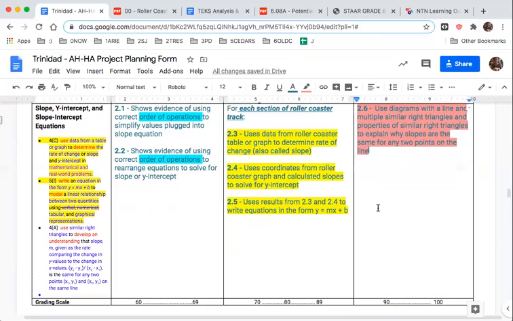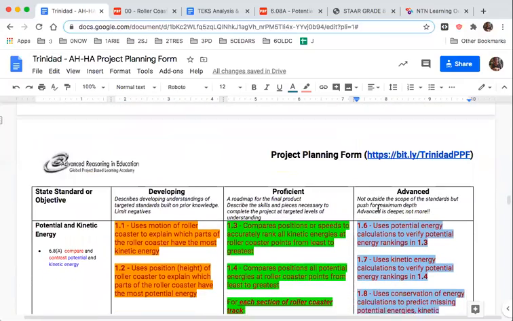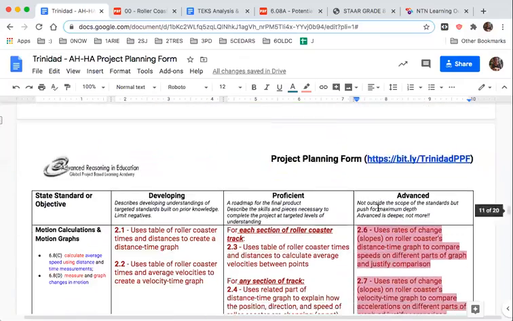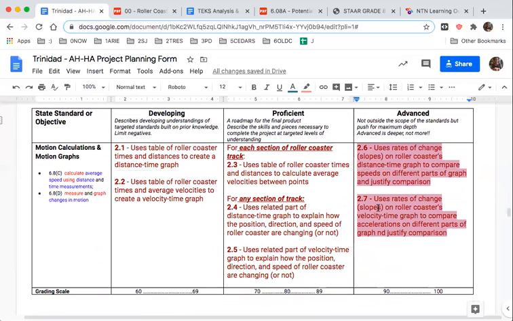Another example of making effective connections would be in my science rubrics, I have uses rates of change slopes on roller coaster distance time graph to compare speeds on different parts of the graph and justify comparison. And then I have a similar one for them doing that on the velocity time graph. The reason that is advanced in this case is they're connecting something I taught them in their math class to something they're learning in their science class.